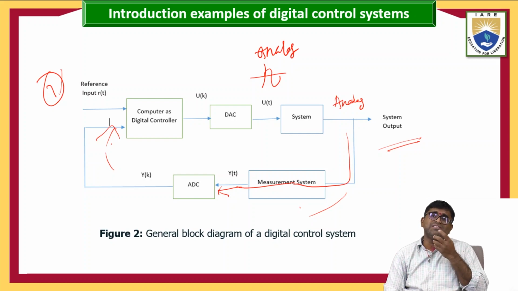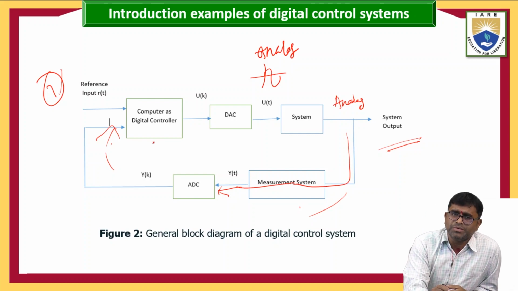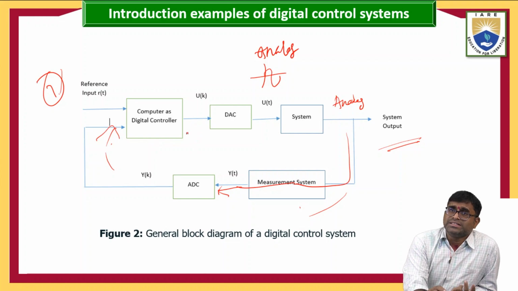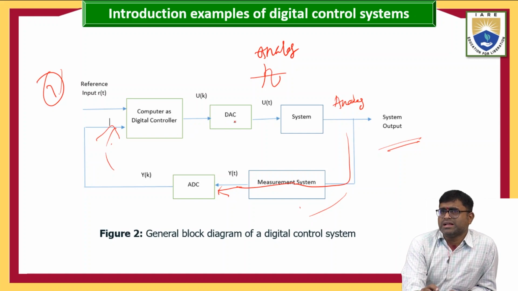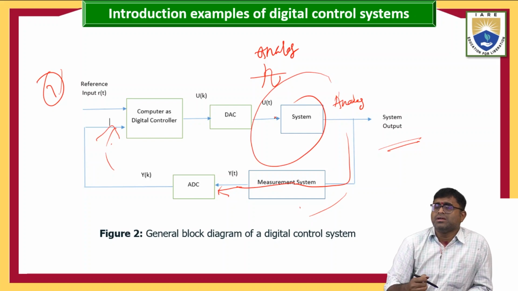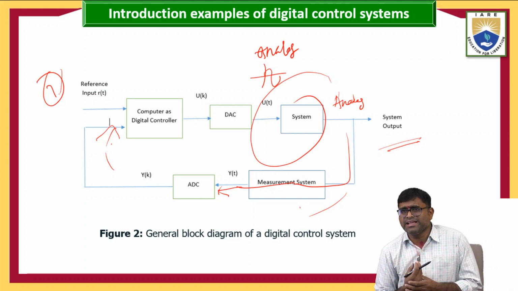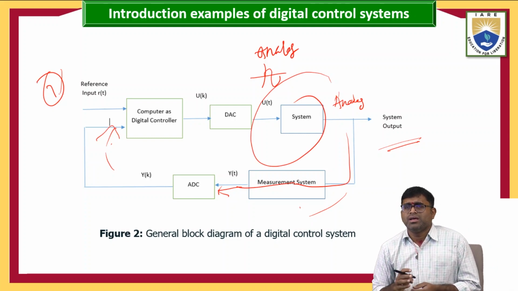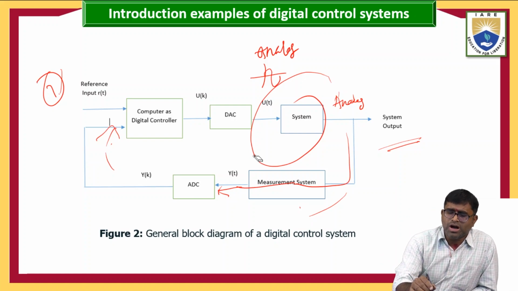The digital output of the digital computer is a digital value. Again, this digital value will be applied to the digital to analog converter. Why? Because the DAC output is an analog signal, and our plant always takes only analog signals. So this is the way we are operating.